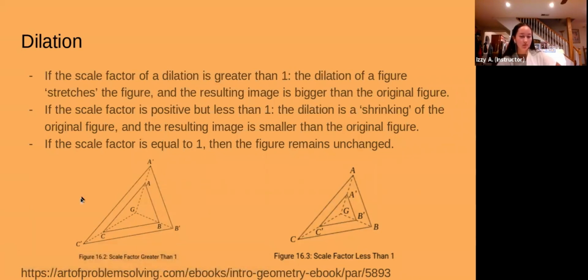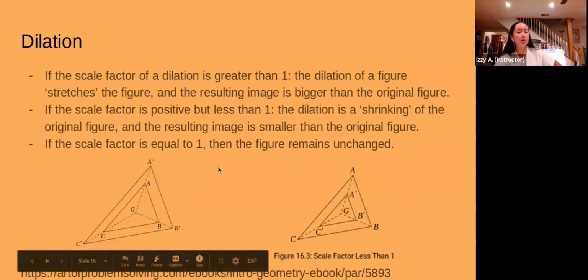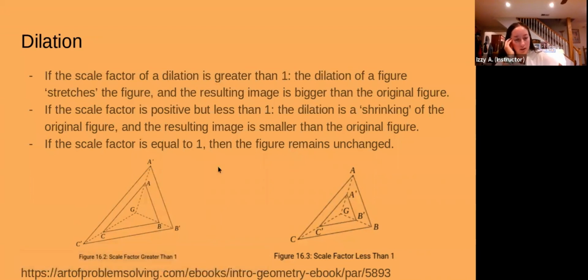On the left, we can see an example of a dilation where the scale factor is greater than 1. So the image is greater than the pre-image. But on the right, we can see that the scale factor is less than 1. So the pre-image is greater than the image.